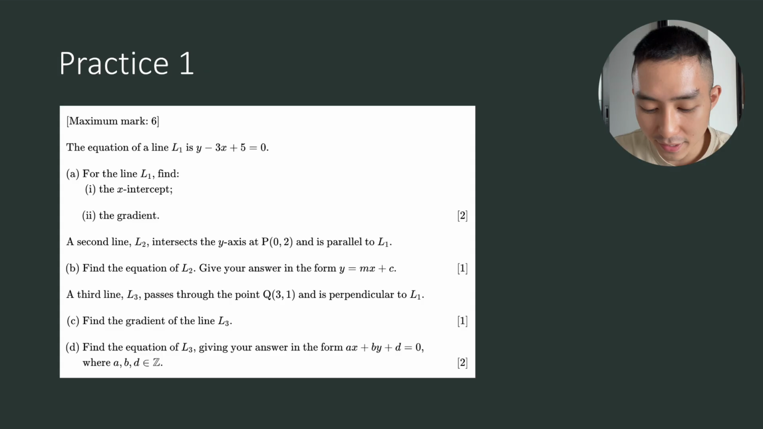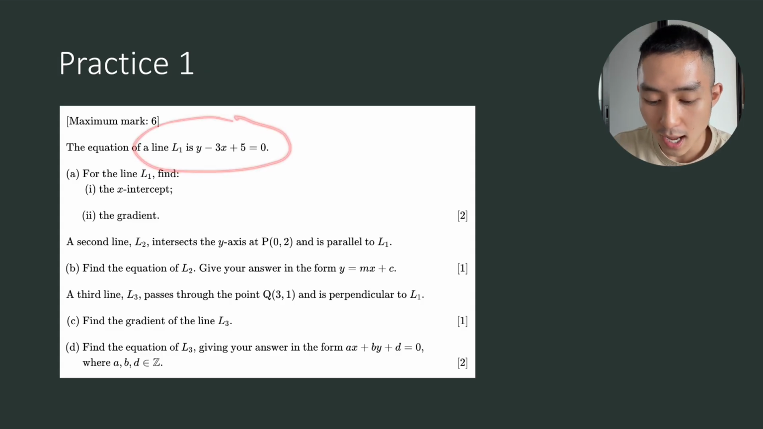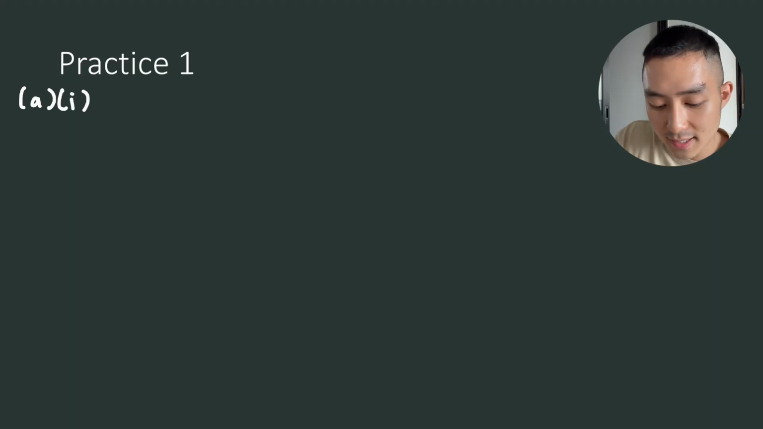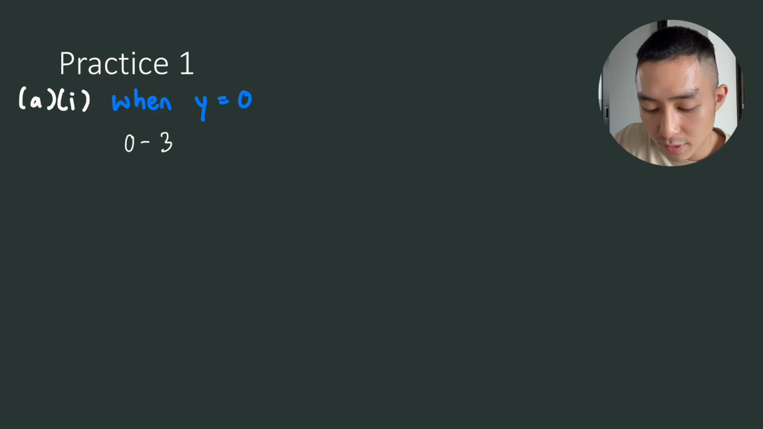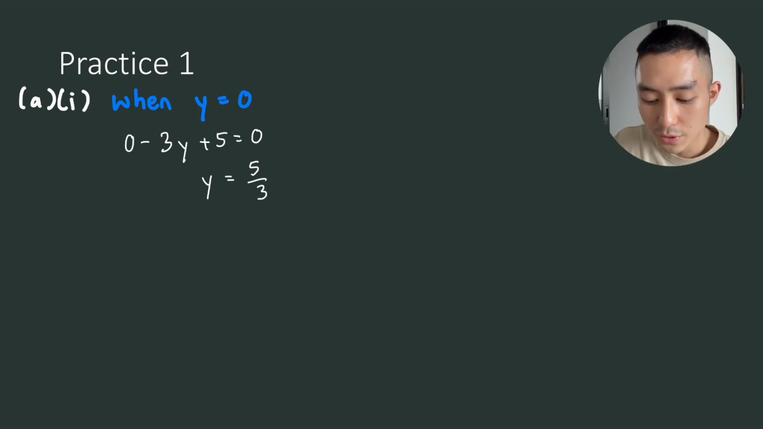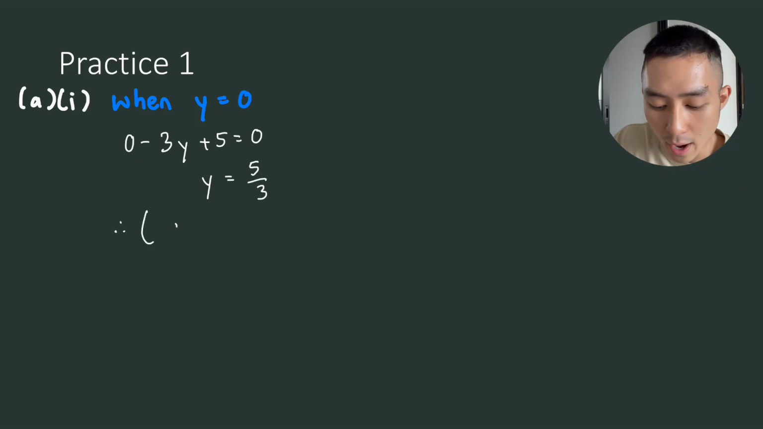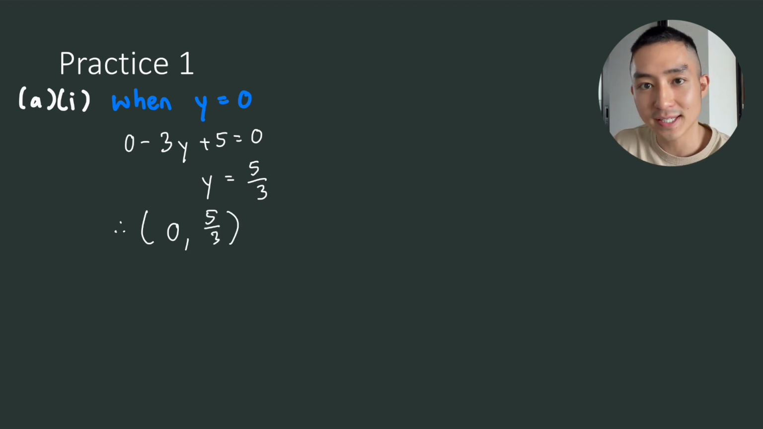So the first one over here is we have an equation of a line, and we need to find the x-intercept. For the first part, it's quite easy to find the x-intercept. The x-intercept happens when y equals 0. So we substitute into the equation: 0 minus 3y plus 5 equals 0, and y equals 5 over 3. So the answer, the x-intercept, happens at (0, 5/3). Remember that when a question is asking about an intercept, we need to answer in coordinate form.